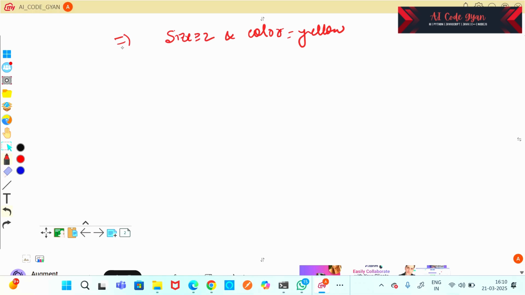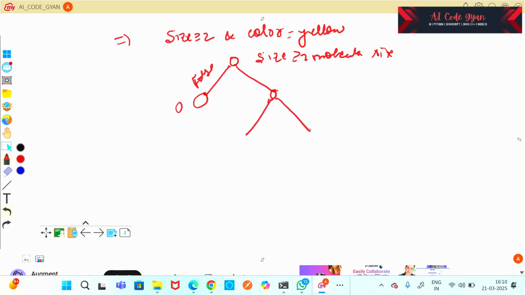So let us first consider the condition size greater than or equal to 2 for molecular size. This is the root node. If it's false, this probability is 0. And if this is true, then color is equal to yellow. If it's true, this probability is equal to 1. If it's false, probability is equal to 0.